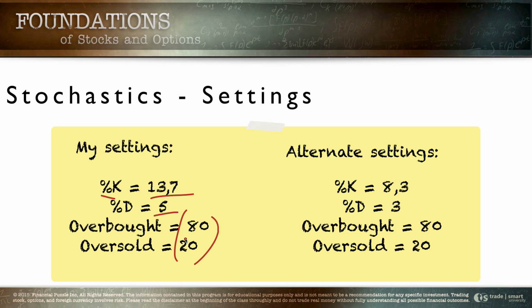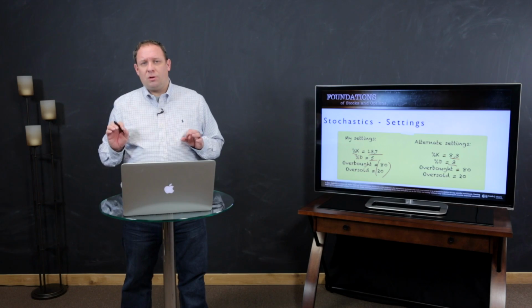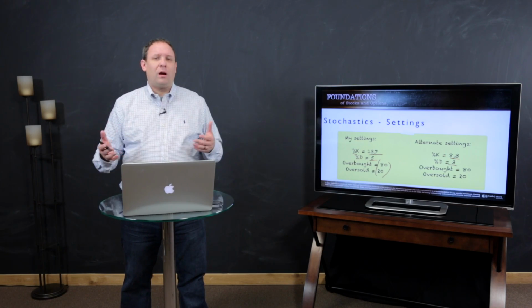Very common settings, there's a couple of additional ones. One that's very common is 8, 3, and 3. And a lot of our students do like that, especially if you're day trading. If you're day trading on a daily chart, this is maybe a better setting, the 8, 3, and 3. But for more of a swing trading setup on a daily chart, the 13, 7, and 5 is probably going to work a little bit better for you. In both cases, overbought is at 80 and oversold is going to be at 20.